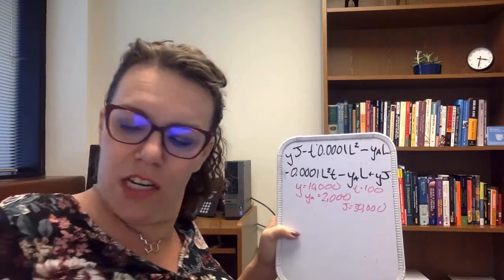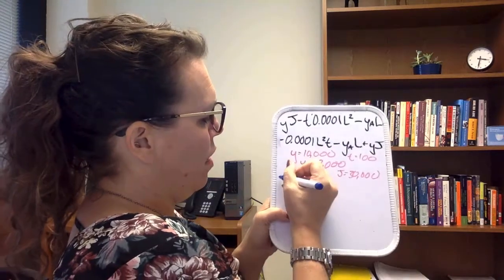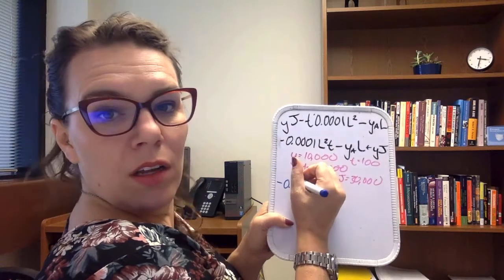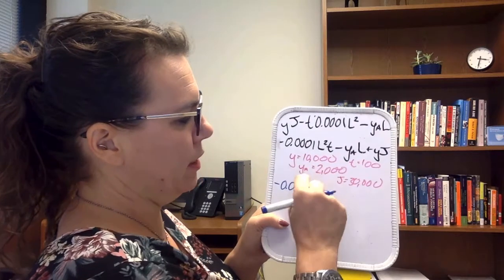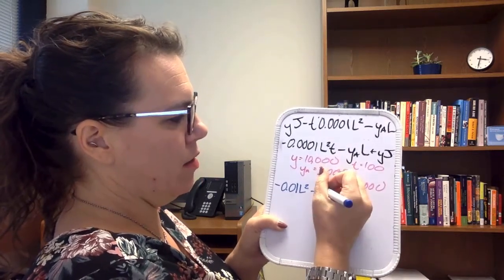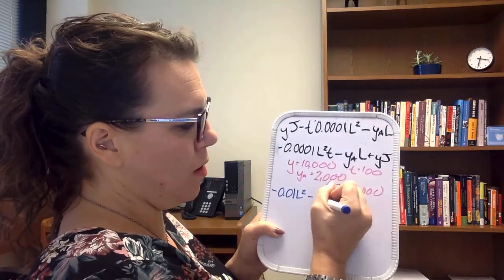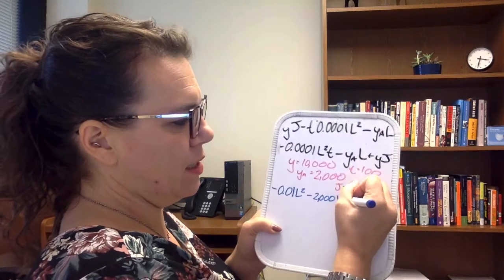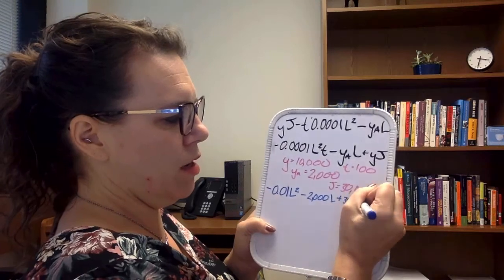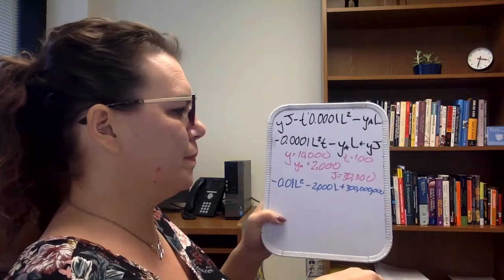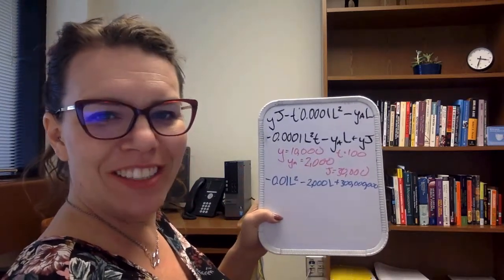Don't need the pen. It's going to be negative 0.01 L squared minus 2,000 times L, right? It's going to be 2,000 L plus 30,000 times 10,000, or 3. Cool? All right. Now we can solve this using the quadratic equation.